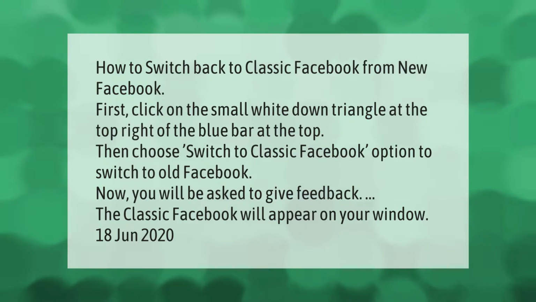How to switch back to classic Facebook from new Facebook. First, click on the small white down triangle at the top right of the blue bar at the top. Then choose Switch to Classic Facebook option to switch to old Facebook. Now, you will be asked to give feedback. The classic Facebook will appear on your window.